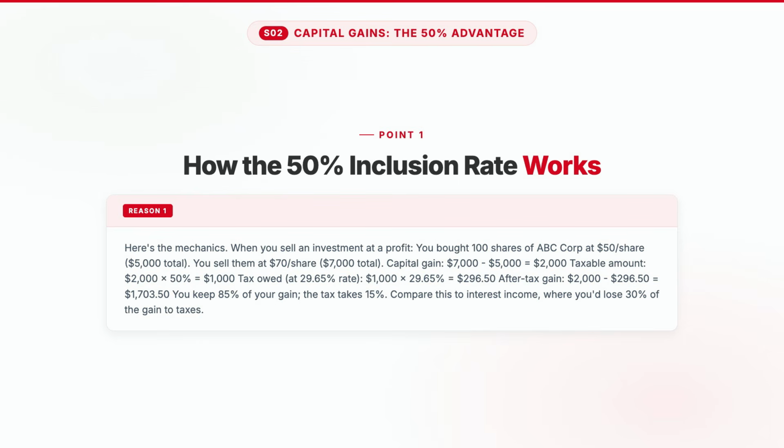At 29.65% rate, $1,000 times 29.65% equals $296.50 tax. After tax gain: $2,000 minus $296.50 equals $1,703.50. You keep 85% of your gain. The tax takes 15%. Compare this to interest income, where you'd lose 30% of the gain to taxes.